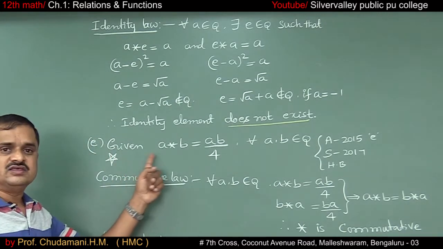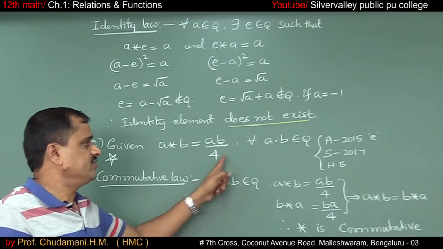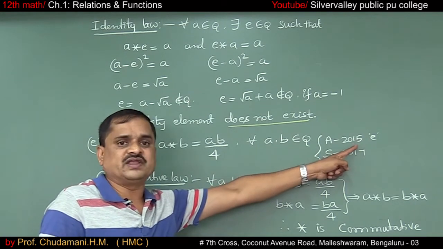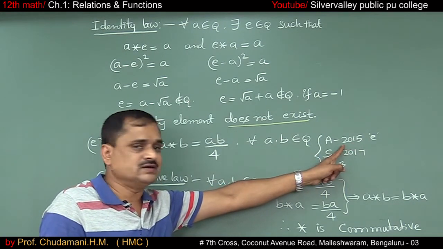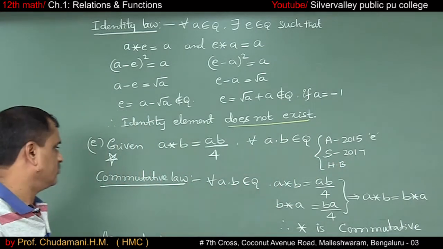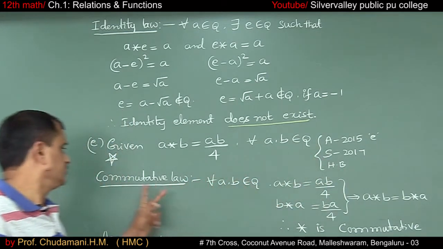Given A star B is equal to AB divided by 4 for all A, B belonging to Q. They ask us to find the identity element, in annual 2015 and supplementary 2017, 2 marks. Commutative law, of course, it's there in the handbook also.